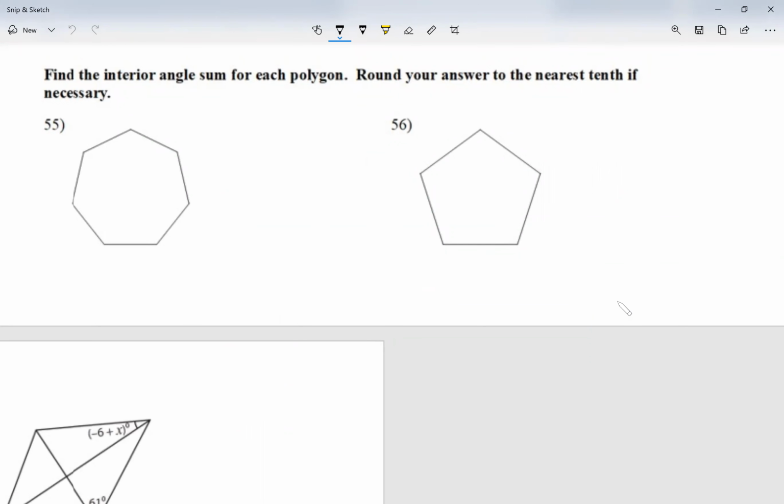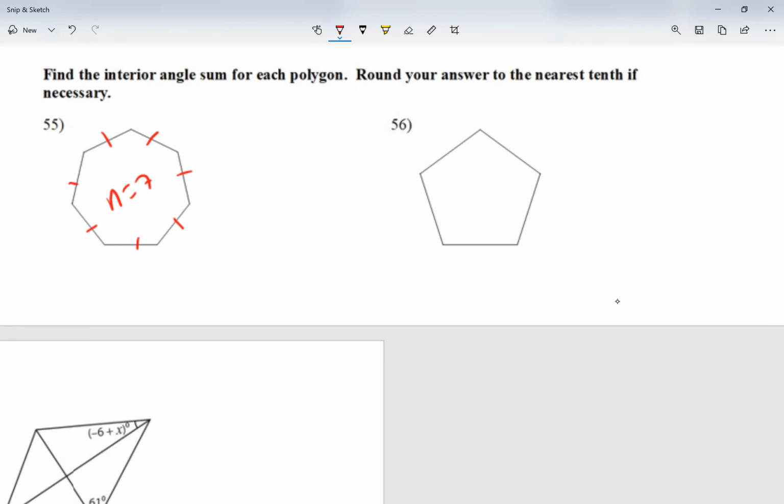Now remember that for this, I showed you guys a formula, and we were using how many sides the polygon had. So let me count how many sides the polygon has. I'm gonna count 1, 2, 3, 4, 5, 6, and 7. So let me write this as n is equal to 7. Now what that means is this polygon has 7 sides.